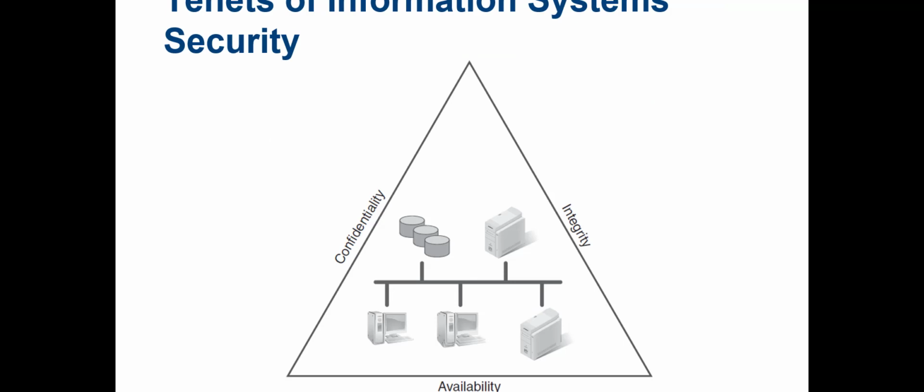There are 3 tenets that make up all information security systems. These 3 tenets are confidentiality, which means only authorized users can view information; integrity, which means only authorized users can change information; and availability, where information is accessible by authorized users whenever they request the information. When you design and use security controls, you're addressing one or more of these tenets.